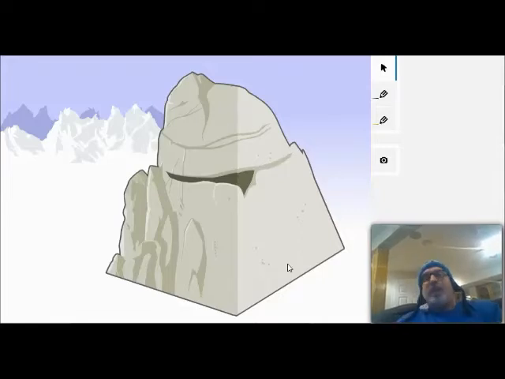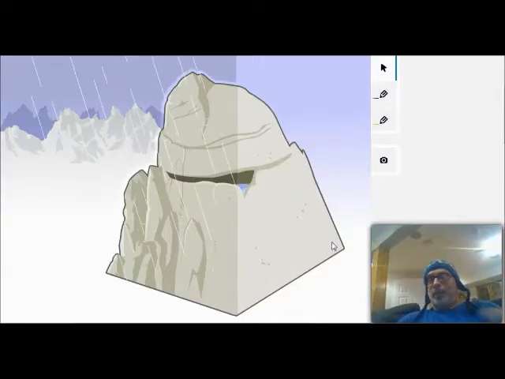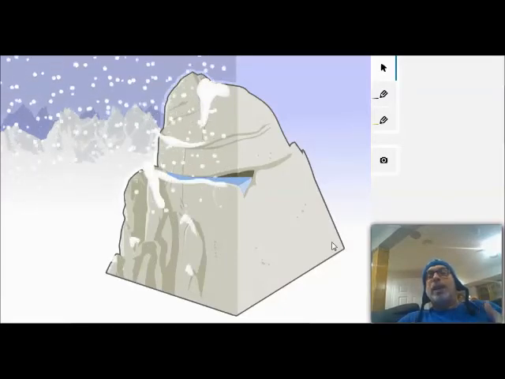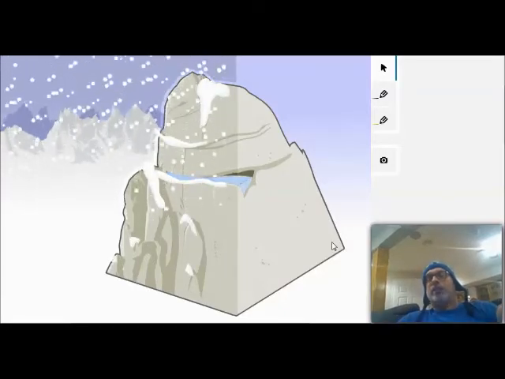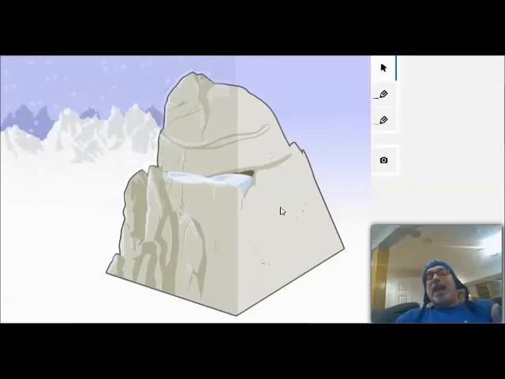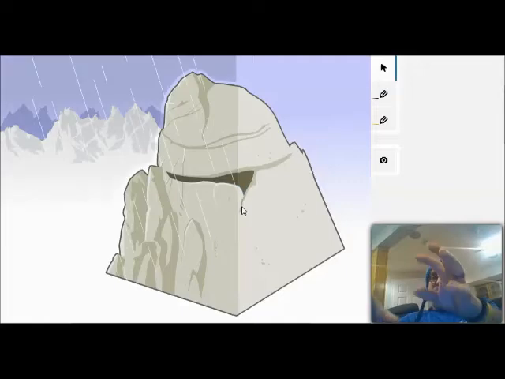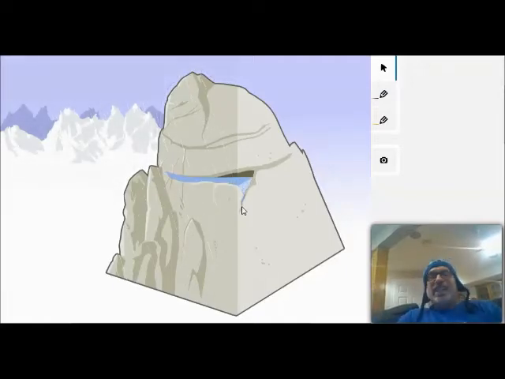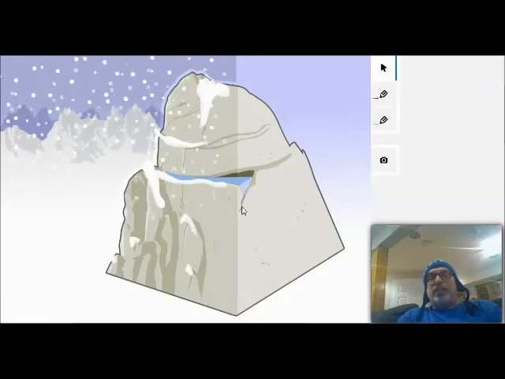But we know that. So anyway, let's take a look at this piece of rock here. If we hit play, what we'll notice is it's going to rain, and then the temperature is going to drop. It starts snowing. The water inside the rock starts to freeze, and it starts to break it. This water can find all these tiny crevices in the rock, and when it gets in there and freezes, it widens these crevices.